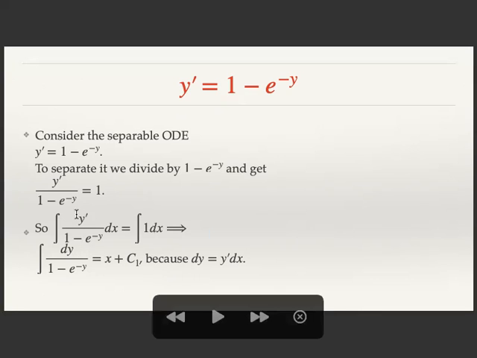So y prime dx here is equal to dy. This is the substitution rule for integrals. So we made the substitution from the integration variable x to the integration variable y. And on the right-hand side, the integral of 1 is just x plus a constant. And again, y prime dx is equal to dy from the substitution rule.